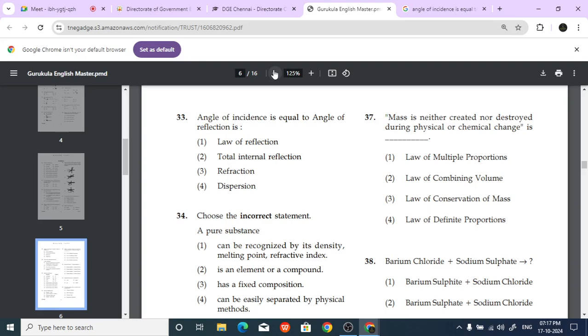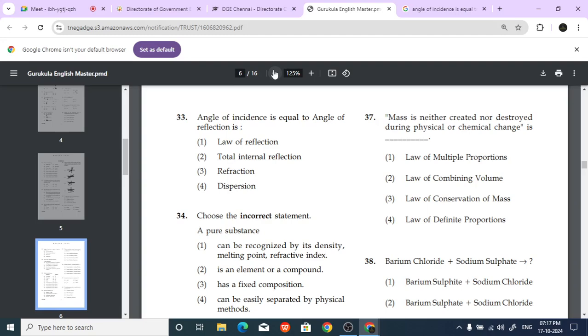So which one is correct? Common sense says which one is correct? When the mass is neither created nor destroyed, it means what? Mass is conserved. Law of conservation of mass is the answer. Yes, sir. Okay, very good.